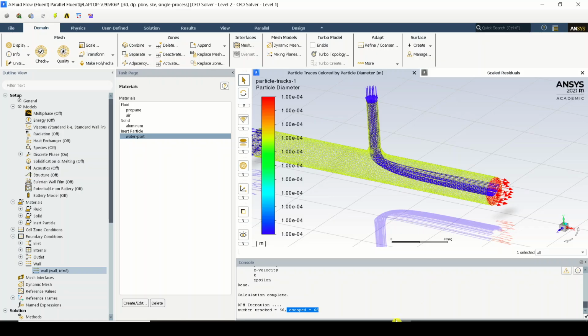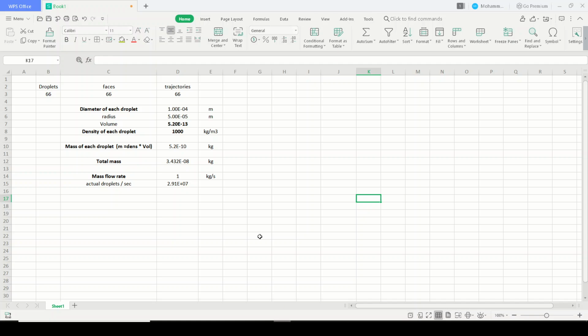And now let us come back to the spreadsheet. This spreadsheet is for your information. This is just additional information that I thought to discuss. The first thing is we have droplets, and the next thing is phases. 66 phases we have. So we have 66 trajectories, and each phase will inject each droplet. So we have 66 droplets into the domain.